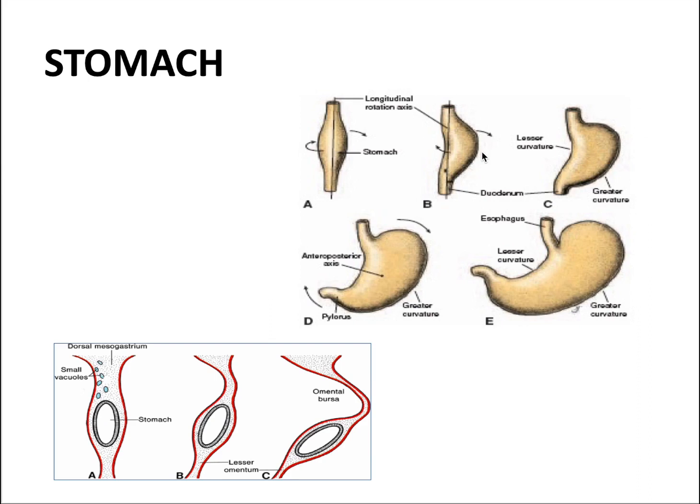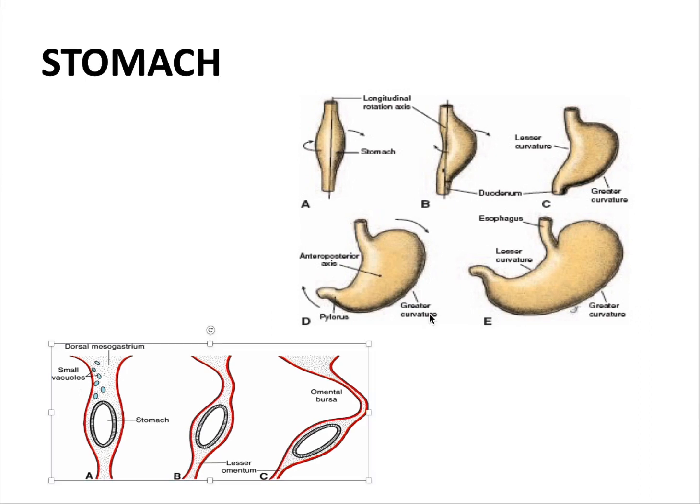During this rotation, the original posterior wall of the stomach grows faster than the anterior portion, forming the greater and the lesser curvatures. As a result of the anterior-posterior axis rotation of the stomach, the caudal pyloric part moves to the right and upward, while the cardiac portion of the stomach moves slightly downward and to the left.